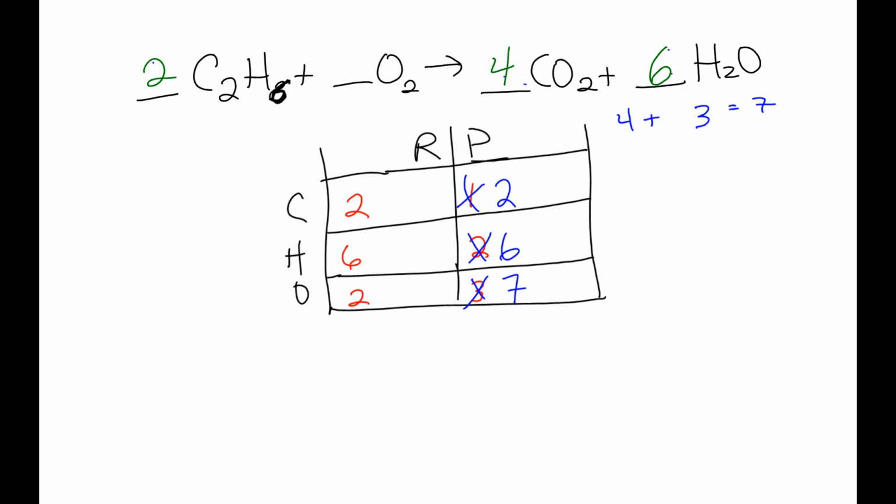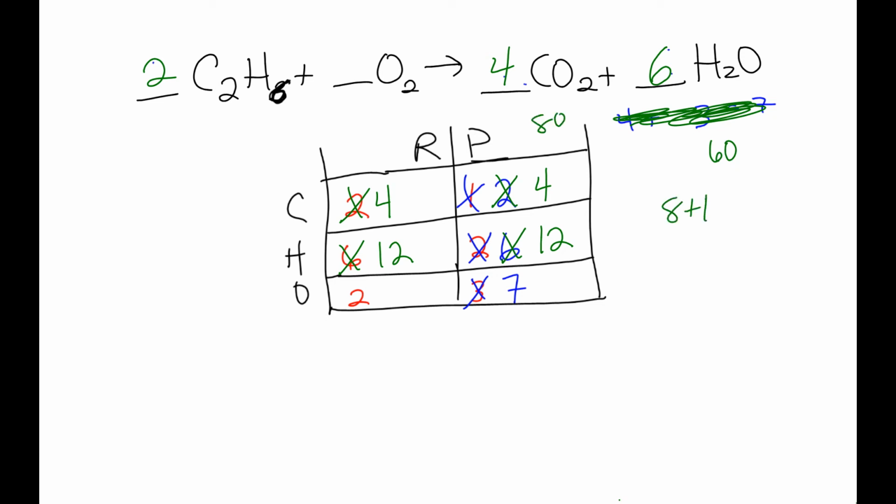Well, now we're going to have to redraw this. So now we have 4 here, 4 here. We have 12 here, 12 here. Now let's recount. We're going to recount our oxygens. So we have 6 O's here and 8 O's here. Well, 8 plus 6 is 14. So we now have 14 O's here. Now it's easy. We just stick a 7.